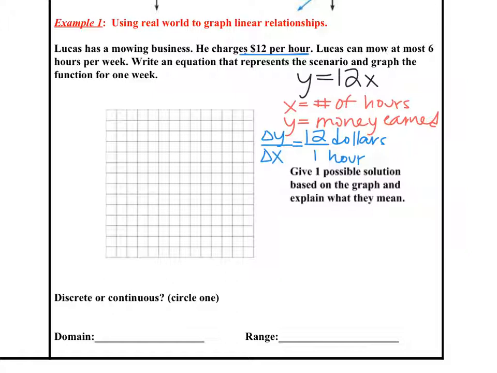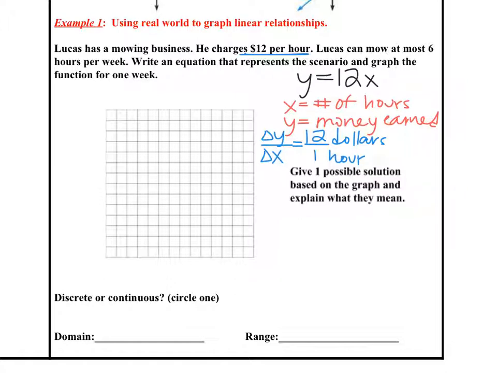You are going to label your axes. We did this yesterday. On your y-axis, you need to go by 12s. On your x-axis, you need to go by 1s. Because that's how it's changing. Make it easiest to graph your slope that way. What's my y-intercept? You don't have one. You do have one. What is it? 0. It's 0.